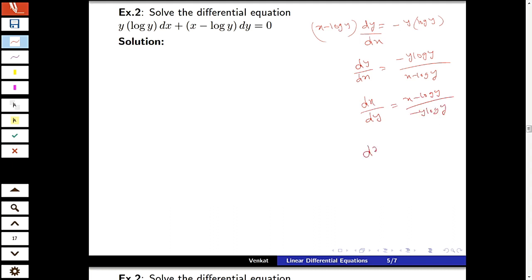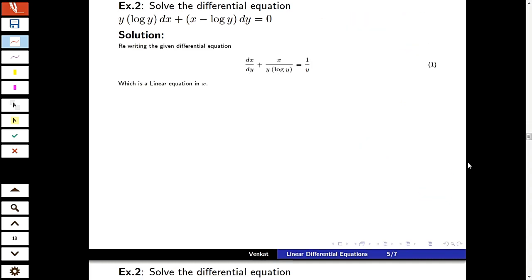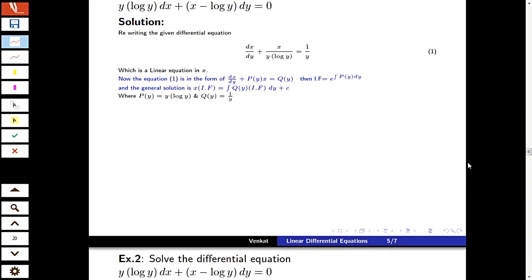You can write x by, take first term into log y. This is of the form dx by dy plus p of y into x equals q of y. It is linear in x. You can convert the given differential equation into linear in x.